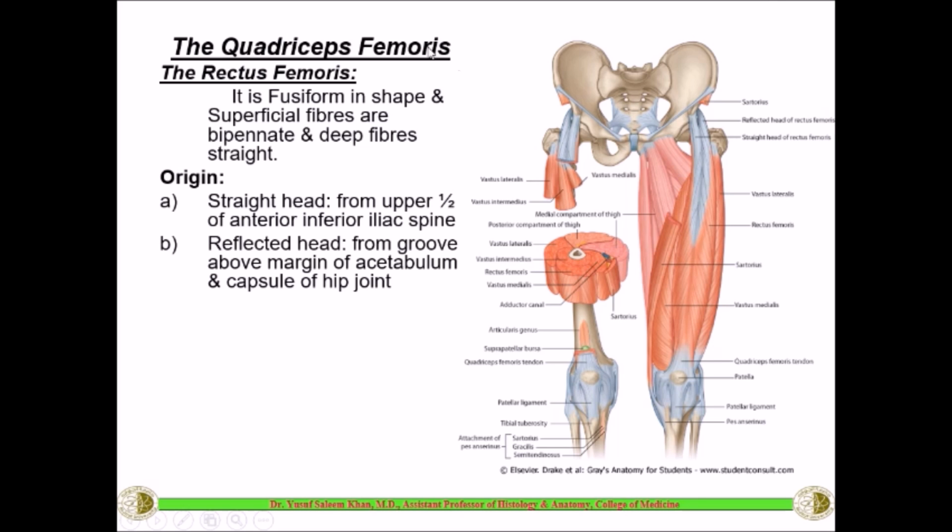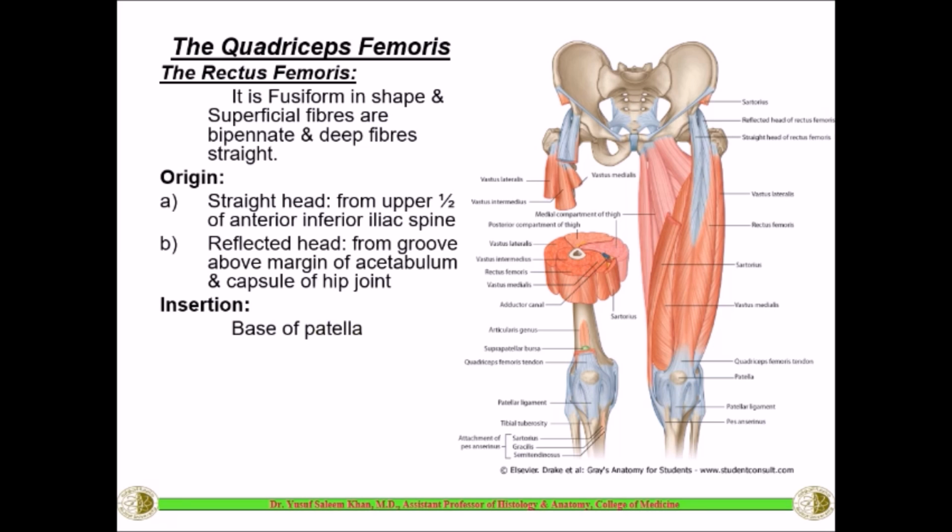And the reflected head takes origin from the groove above the margin of the acetabulum as well as the capsule of the hip joint. So near the acetabulum behind, just above the margin of the acetabulum as well as from the capsule of the hip joint, this reflected head of the rectus femoris takes origin. So it has two heads. One head, the straight head, takes origin from the anterior inferior iliac spine, and the reflected head from the groove above the acetabulum as well as the capsule of the hip joint.